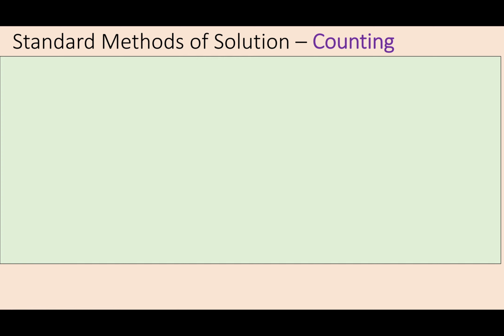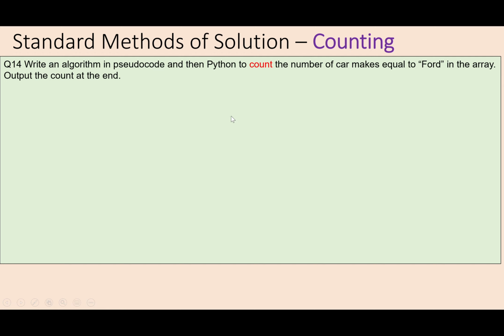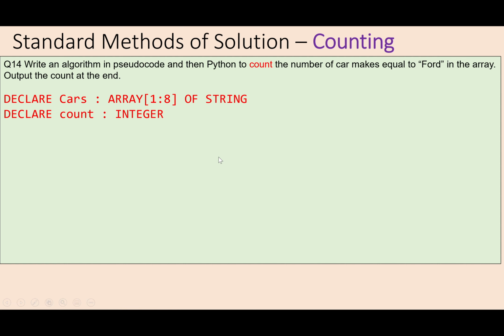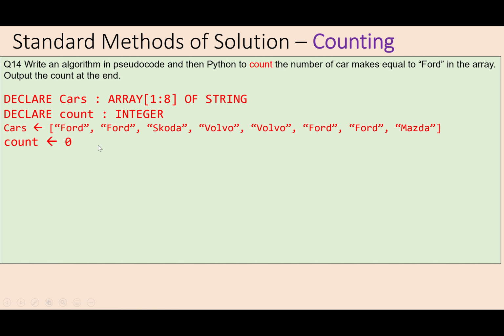So we're now looking at question 14. Write an algorithm in pseudocode and then Python to count the number of car makes equal to Ford in the array. Output the count at the end. So here we've declared our array. I've declared the variable count, and we've given it an initial value. So pause the video, have a go at writing the pseudocode, and then we'll see how you get on.